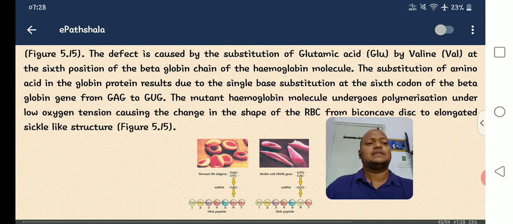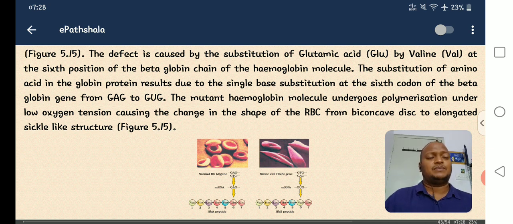Okay, right. So what is the reason for the disease? The defect is caused by the substitution of glutamic acid by valine, at which position? At the sixth position, in the beta globin chain of the hemoglobin molecule. Glutamic acid is replaced by valine. The substitution of the amino acid in the globin protein results from a single base substitution at the sixth codon of the beta globin gene, from GAG to GUG.